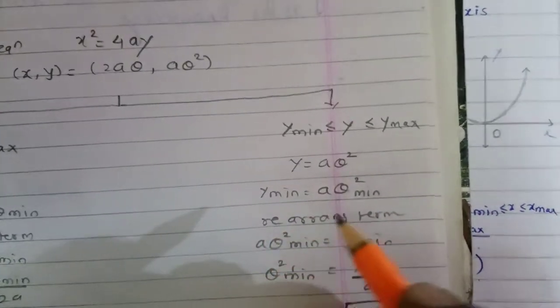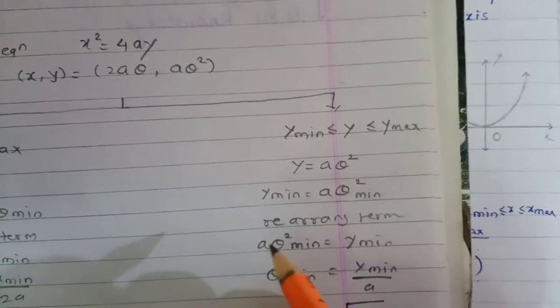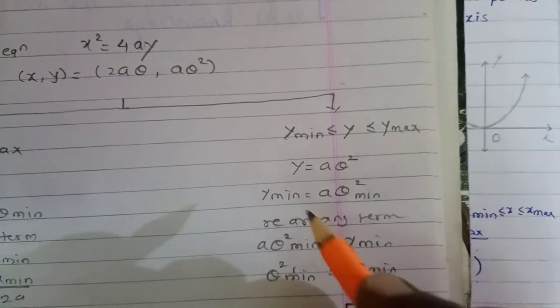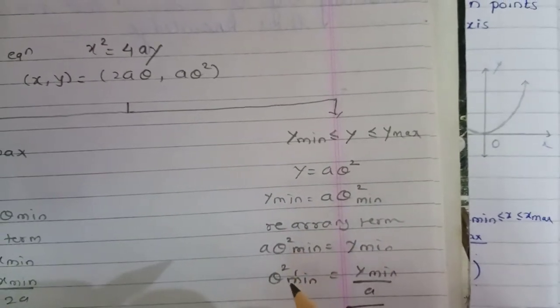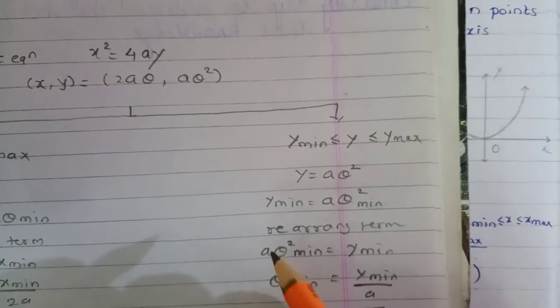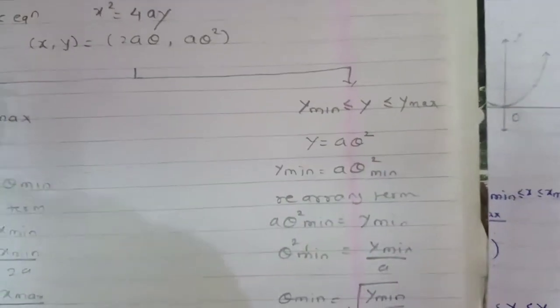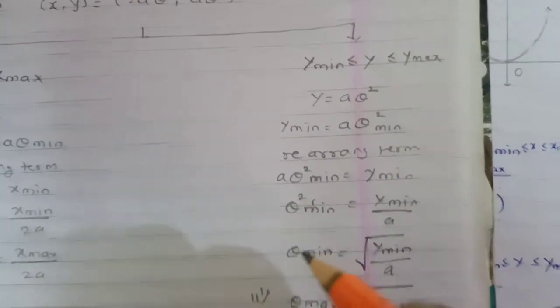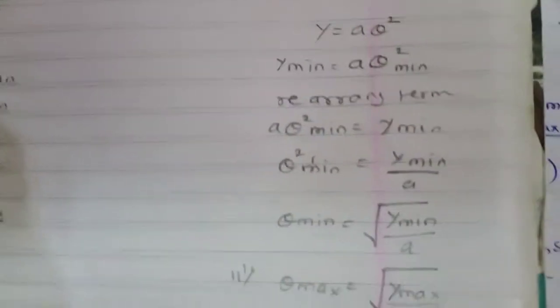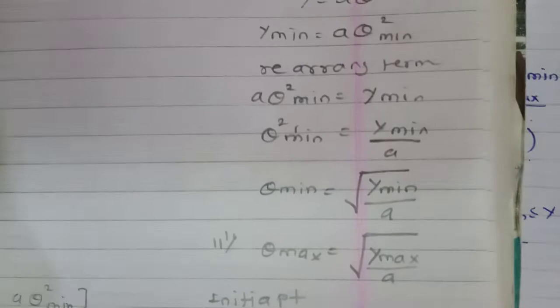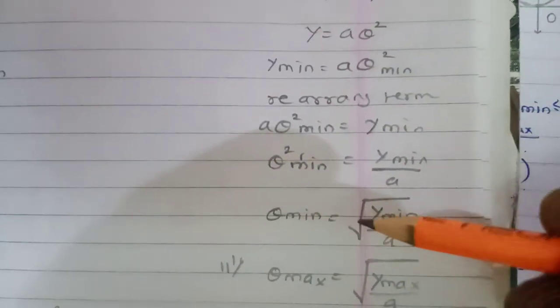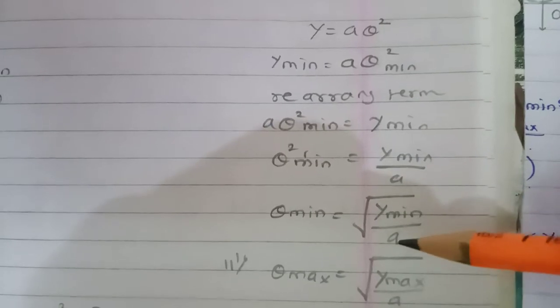So first of all, we rearrange that term: a theta square min equal to y min. Theta square min stays as it is, and a is multiplied here, so when shifted it becomes divided, so y min by a. But we have to find out theta min, so we take the square root on both sides. Then we get theta min equal to square root of y min by a.